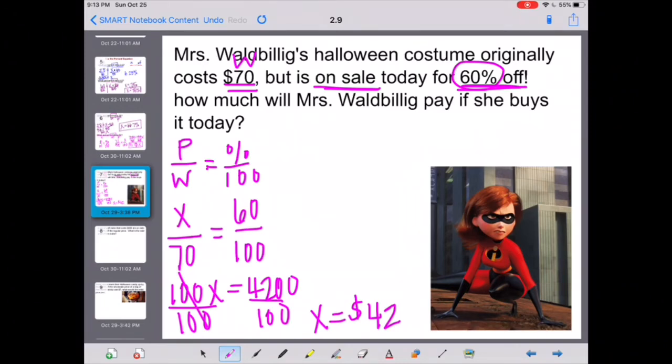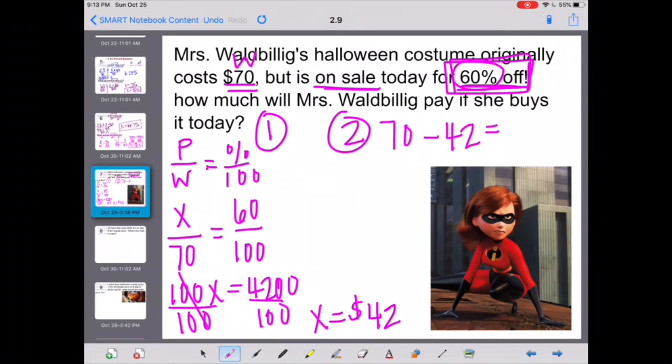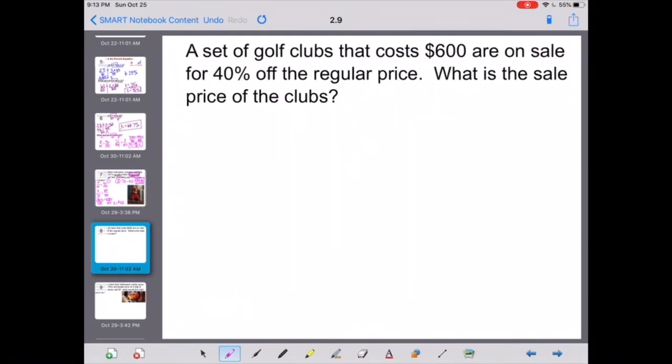Okay, so what that tells me, since this is a sale, 60% of $70 is $42. No, I'm not actually going to get to pay $42. That's what I get to take off because it's a sale, 60% off sale. So my second step is to take my original cost, subtract that 60%, and find out I will only have to pay $28 if I buy that costume today.